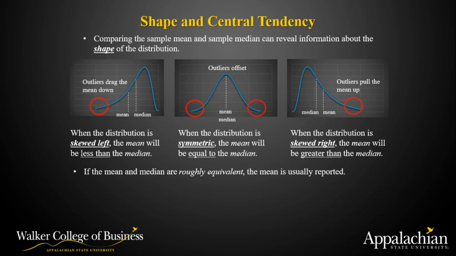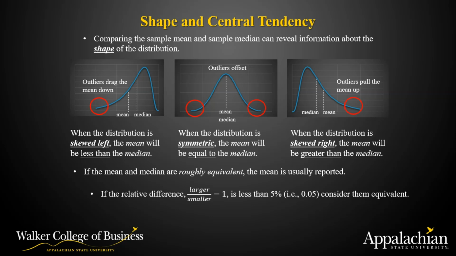So if the mean and the median are roughly equivalent, the mean is usually reported. And what do I mean by roughly equivalent? If the relative difference, that is the larger value divided by the smaller value, minus 1, is less than 5%, then you should consider them roughly equivalent. Otherwise, the median is the better measure of central tendency. So if the difference exceeds 5%, the median is reported. When the difference is less than 5%, the mean is reported.